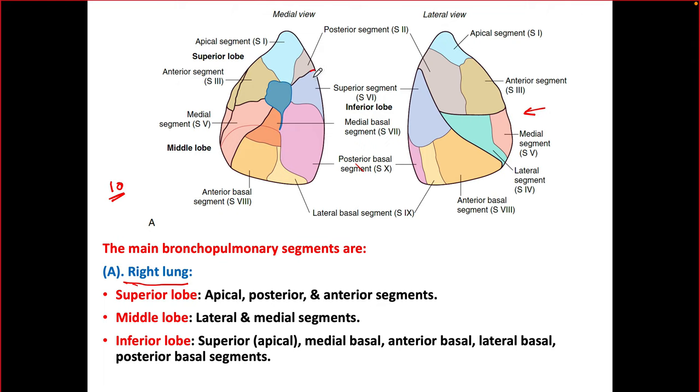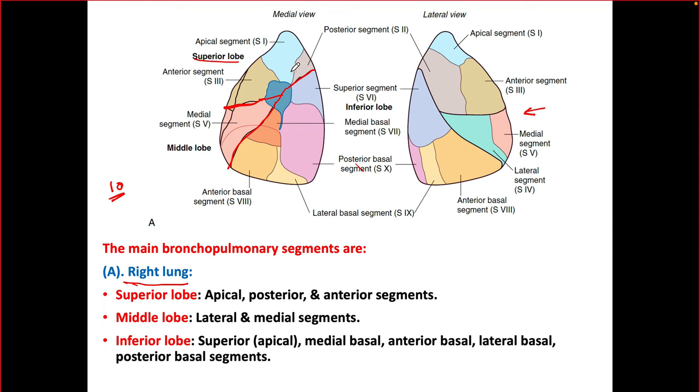This is the oblique fissure, right? And this is the horizontal fissure. So that means I have three lobes. Excellent. So let us start with the superior lobe. This one is the superior lobe.